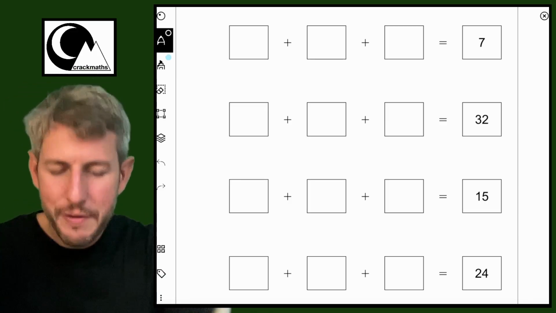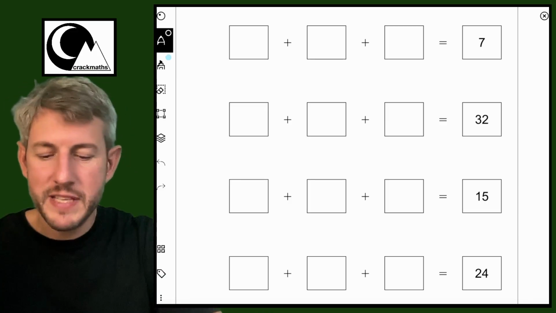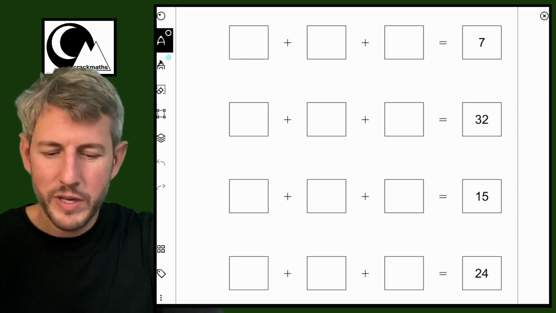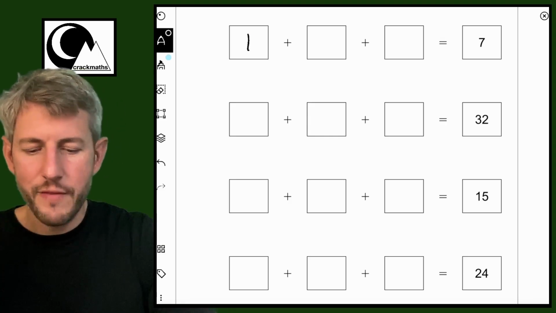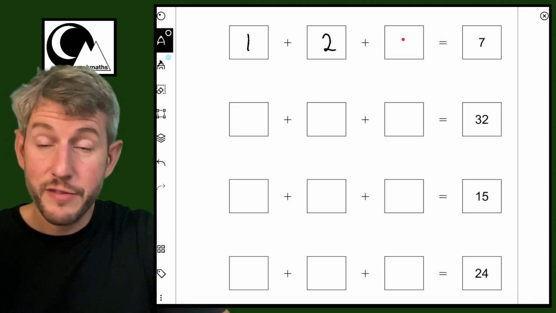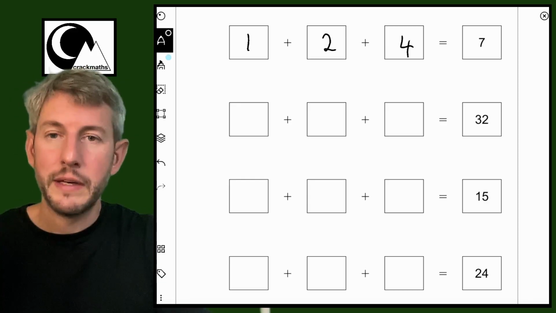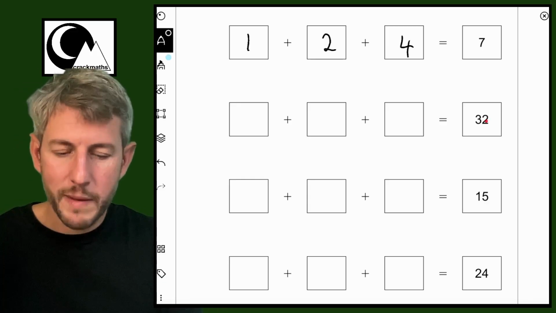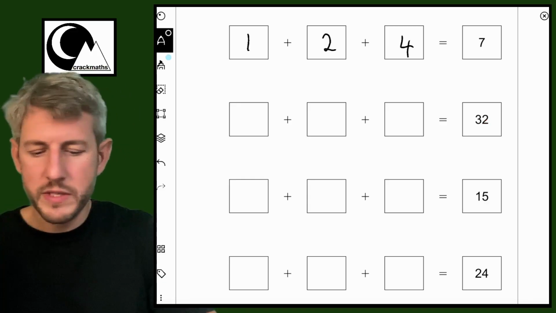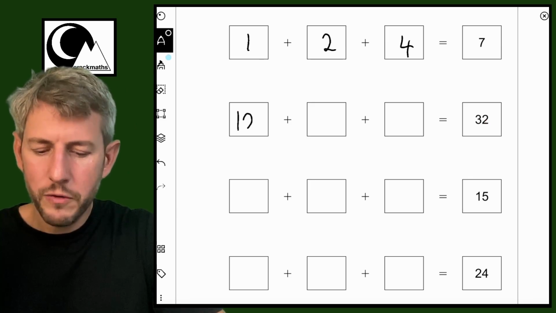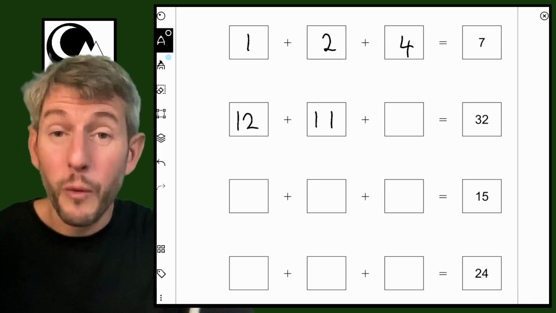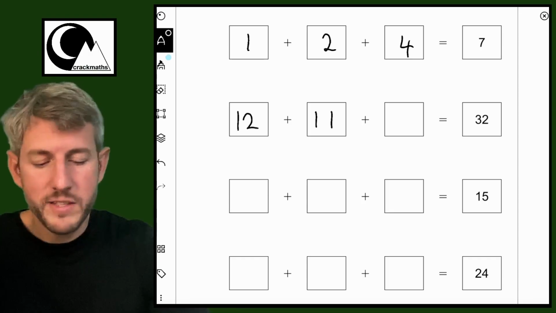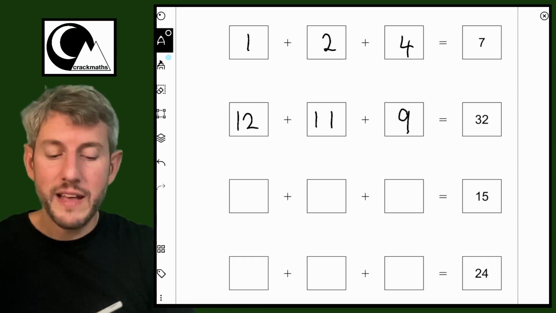So we've got 7 here. So we could do for 7, 1 to 12. Let's use the low ones for 7. 1, add 2 is 3. Add 4 makes 7. We've got to get up to 32. So we're going to need some high ones here. So we're going to have 12, add 11, well that makes 23, and so if I add 9 there, that will get us up to 32.